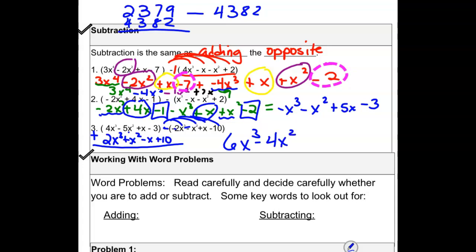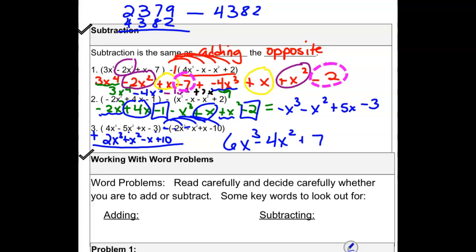For the x's, we have a positive x and we're adding a negative x. Yeah, there's no x's left. You don't want to write an x at all. If you write an x, you're saying there's one of them. Okay, we don't have any x's. Looking at our constants, a negative 3 plus 10 should give us a positive 7.